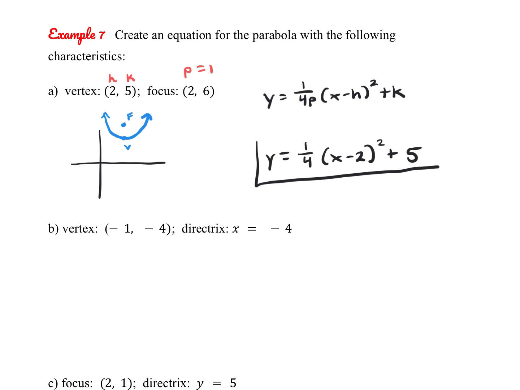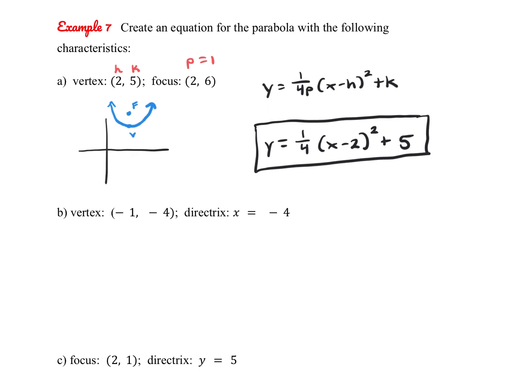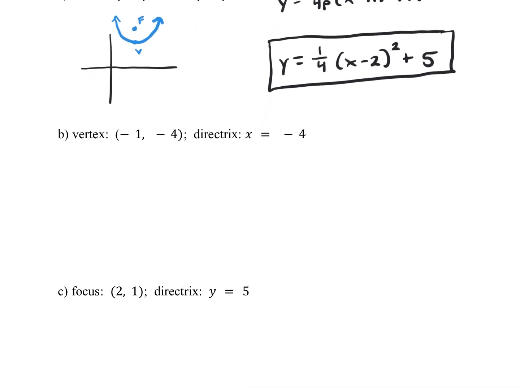So you have to use the information you're given to determine what type of parabola we have. Is it vertical or is it horizontal? And then you just need to determine h, k, and p, and you are good to go.